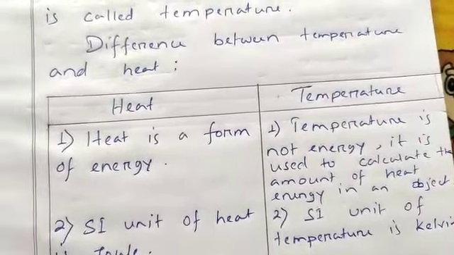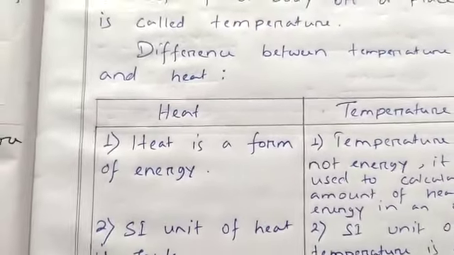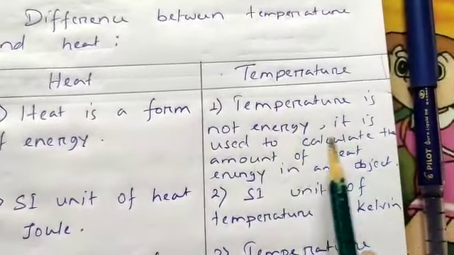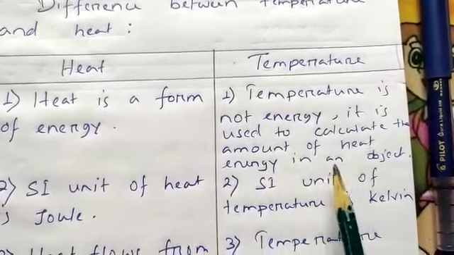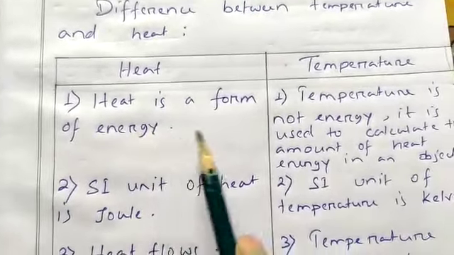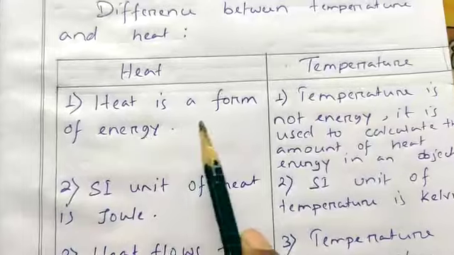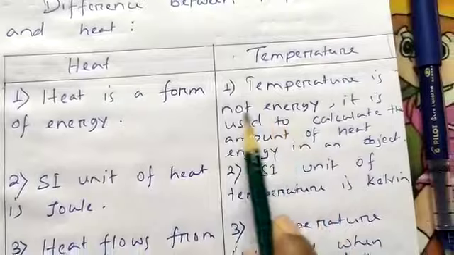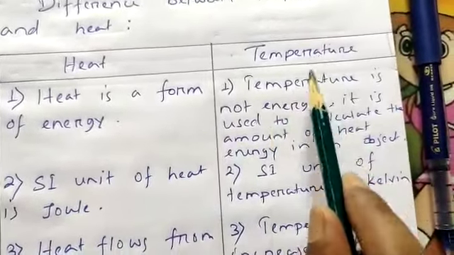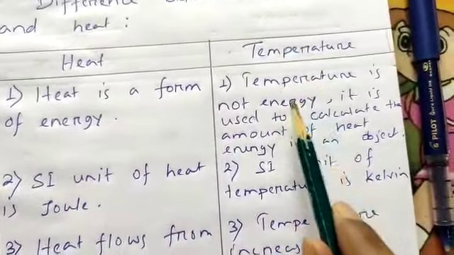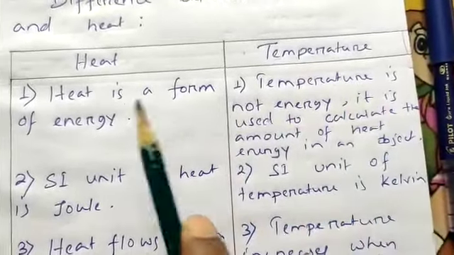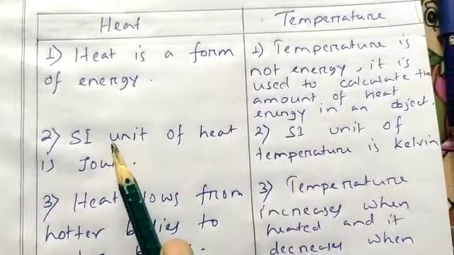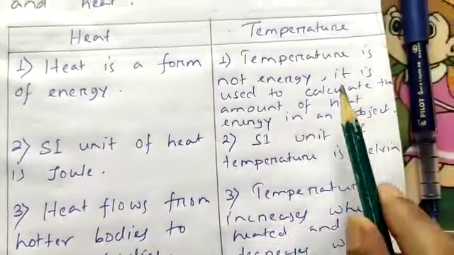Number one, heat is a form of energy, but temperature is not energy. It is used to calculate the amount of heat energy in an object. So the first basic difference is that heat is a form of energy, but temperature is not a form of energy; it is actually used to calculate the heat energy in a body or object. The next difference is that the SI unit of heat is joule, but the SI unit of temperature is Kelvin.